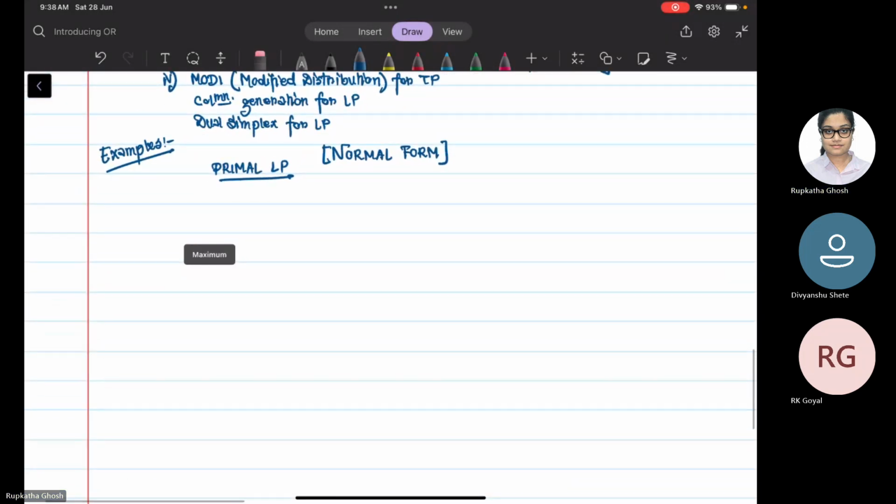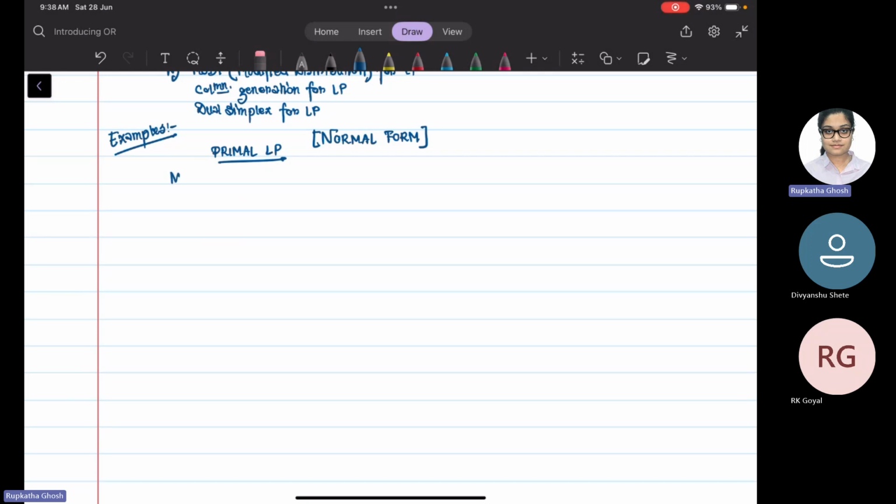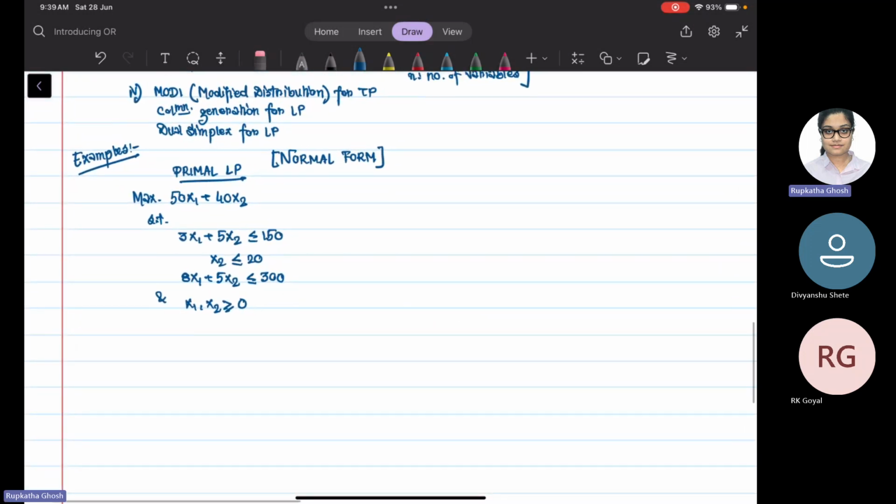Now, your primal LP is saying max 50x1 plus 40x2 subject to 3x1 plus 5x2 less than equal to 150, x2 less than equal to 20, and 8x1 plus 5x2 less than equal to 300, where x1, x2 is greater than equal to 0. So if you see, this is a normal form of a maximization problem. Now, can you tell me what will be the corresponding dual LP?